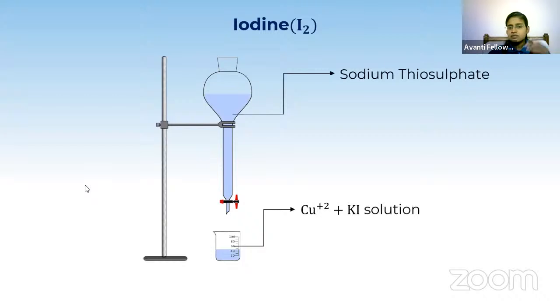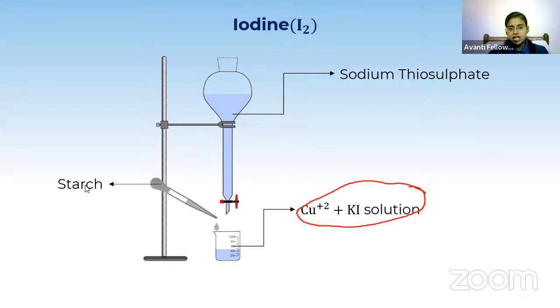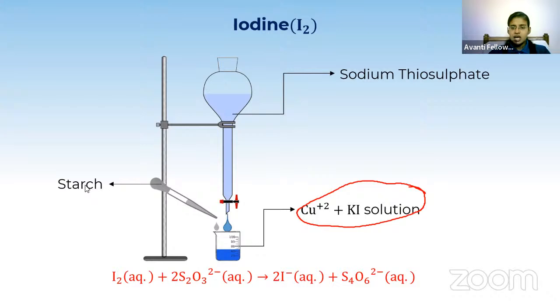So in the burette you can take sodium thiosulfate, and in the beaker you can take this copper 2 plus KI solution and start adding the starch. Okay, the color of the solution will change to intense blue color when you add the starch. Now, when you start doing the reaction, some droplets of sodium thiosulfate will enter into the beaker. Okay, the reaction will happen like this.